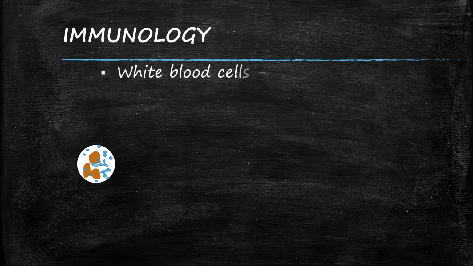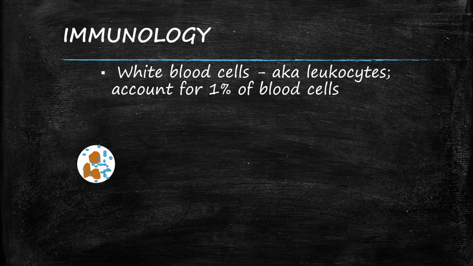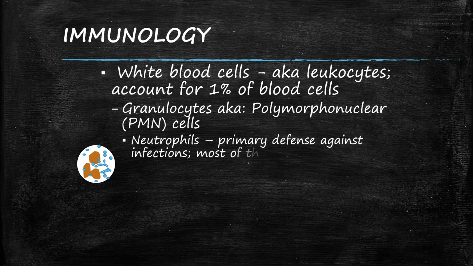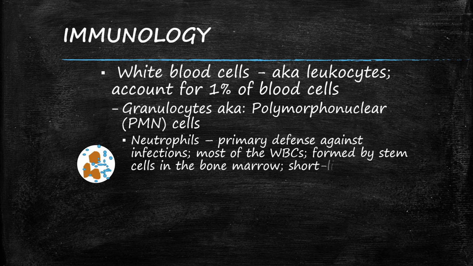So in immunology, we talk about different types of cells. For example, the white blood cells, which are really the warriors of the body. They account for only 1% of the blood cells, and they are either granulocytes or agranulocytes. Here we'll talk about the granulocytes, and there are 3 different types of those: the neutrophils, eosinophils, and basophils. The neutrophils are the primary defense against infections. Most of the white blood cells are formed by stem cells in the bone marrow. They are short-lived, but you'll see an increase in neutrophils during an active infection.